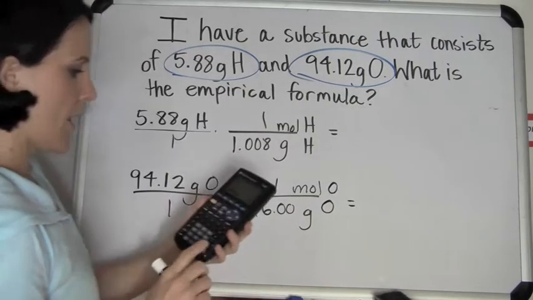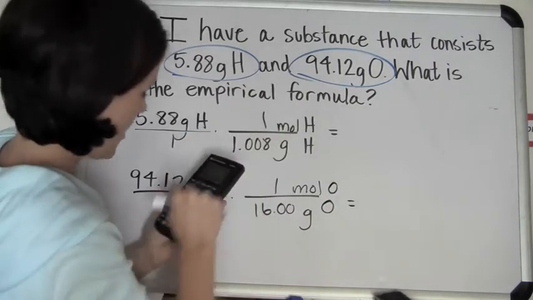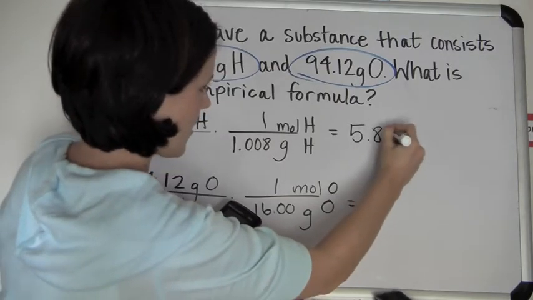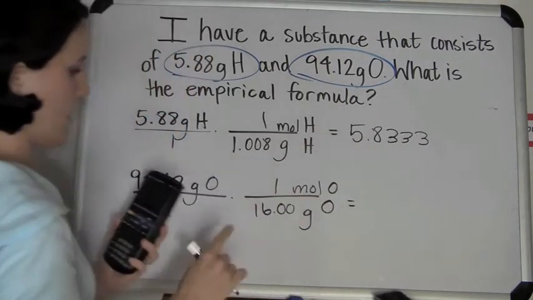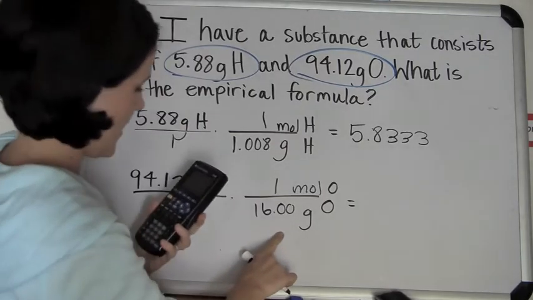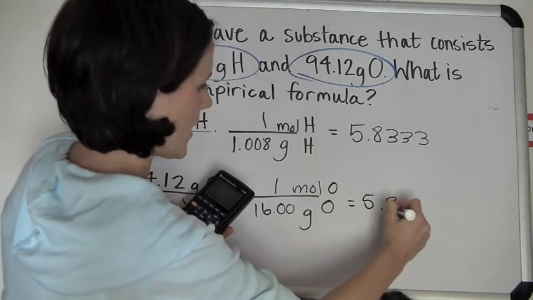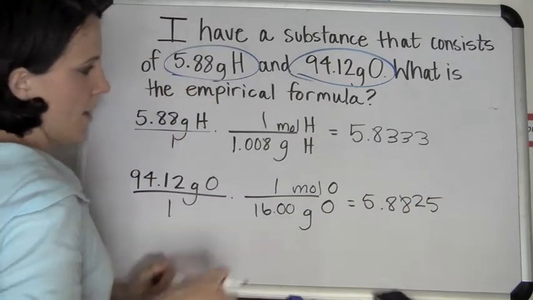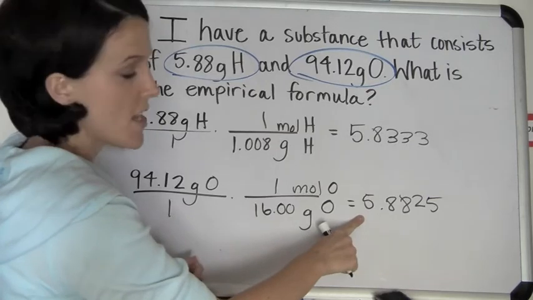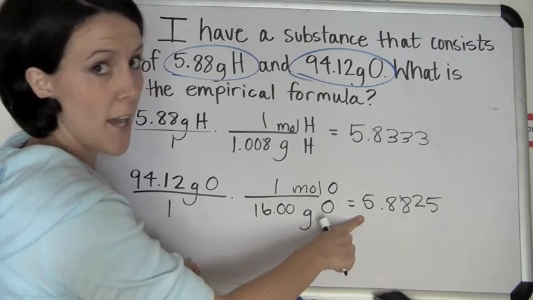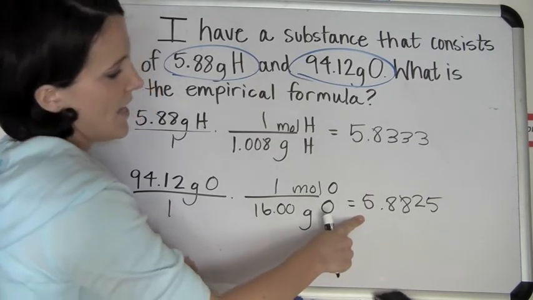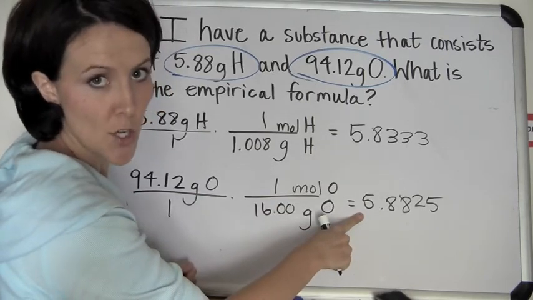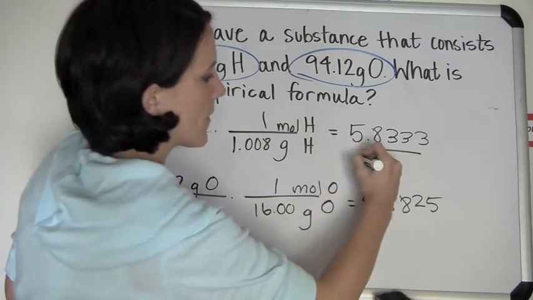What do I get when I multiply that out with my calculator? Here, I get 5.8333. Here, I get 5.8825. Now my next step is to take the one that is smallest and divide everything by that number. Just a hint, looking at these, they are so close, it should be a 1-to-1 ratio, but let's divide anyway.